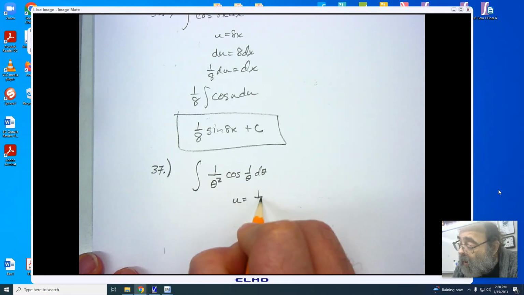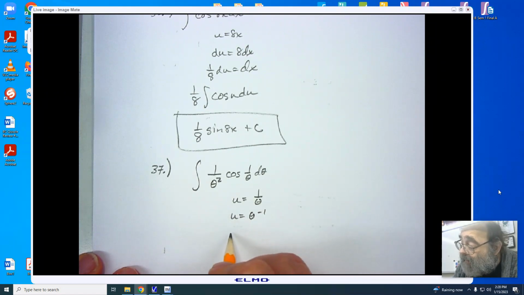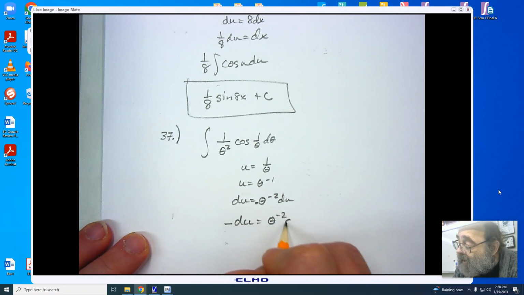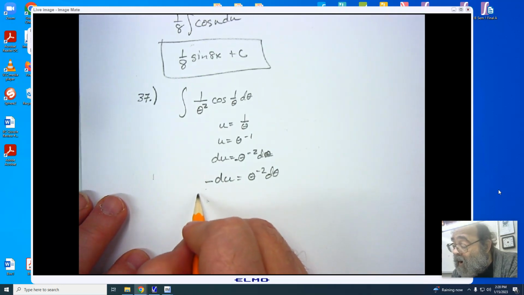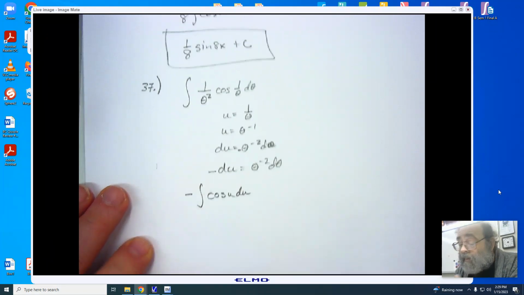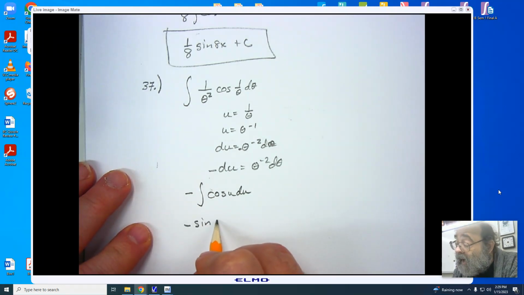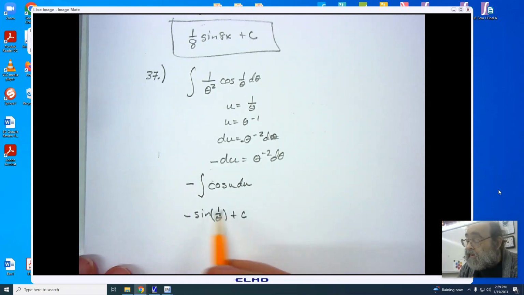So let u equal 1 over theta. If you wish, rewrite it as theta to the -1. Then you have du equals negative theta to the -2nd, and we have negative du equals theta to the -2nd d theta. Put it back. So we now have the integration, negative, of the cosine of u du. And we're ready to begin. Negative sine of our 1 over theta plus c. And there's our answer.